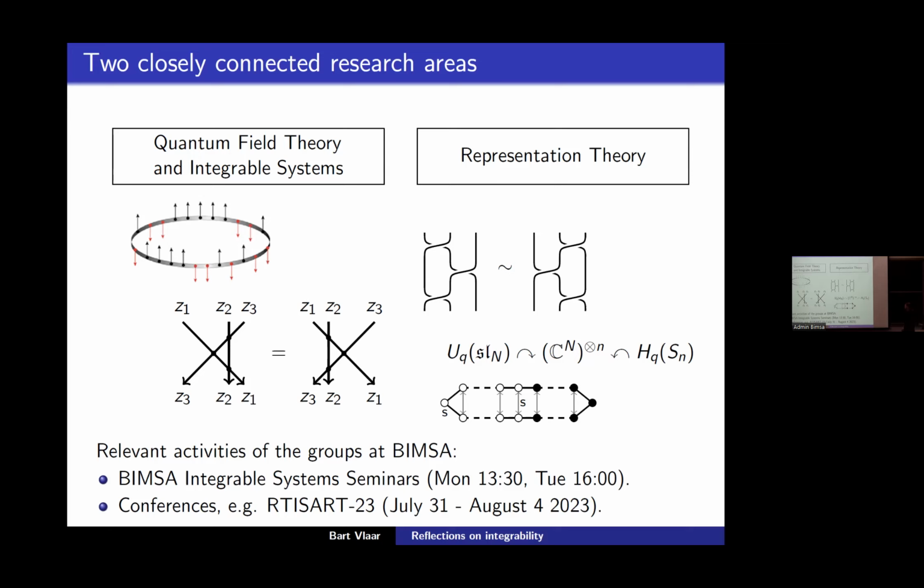Before I do that, I mention that in the union of these two groups, there are some nice activities at BIMSA. We have twice weekly integrable systems seminars, which also often have a high representation theory content. We have organized conferences regularly. In summer, as a satellite conference to ICBS, we organized the conference Representation Theory, Integrable Systems, and Related Topics. Next year we'll try to organize it outside the summer holidays, so more of you can visit.